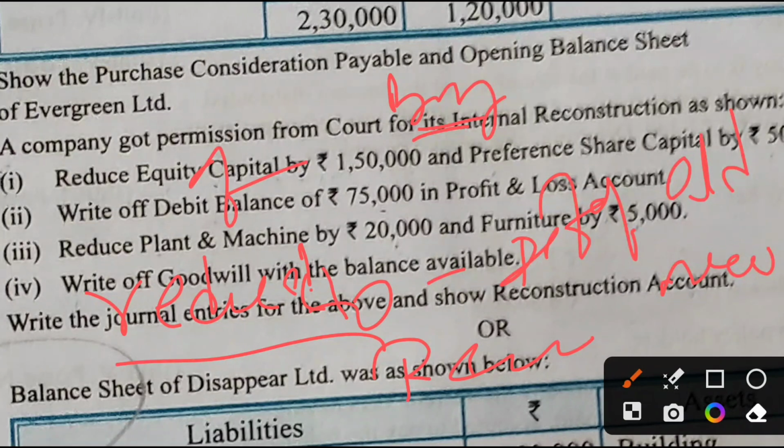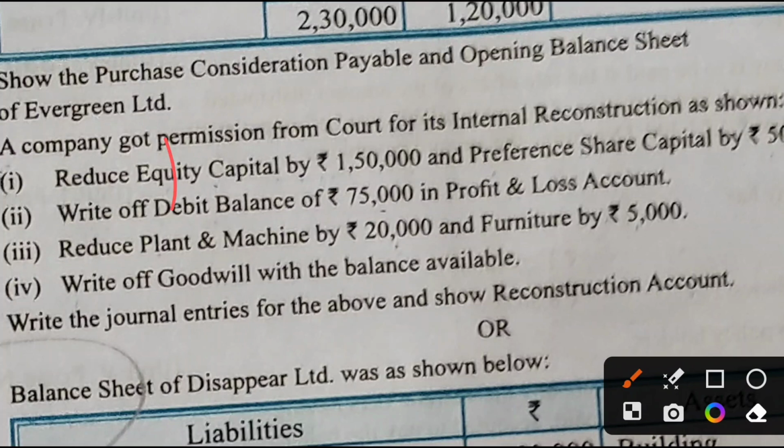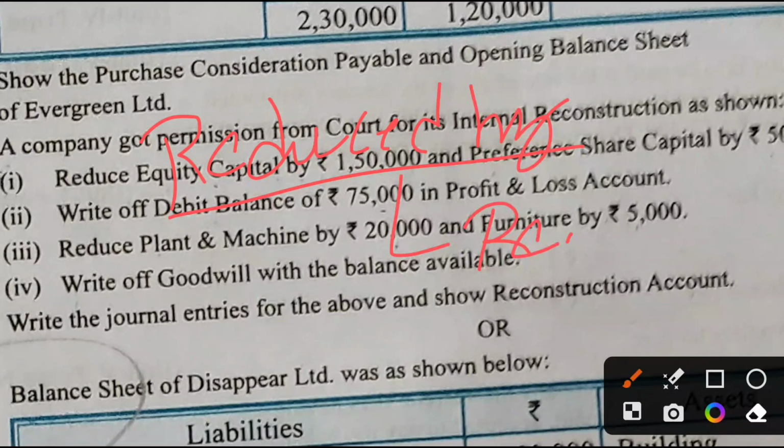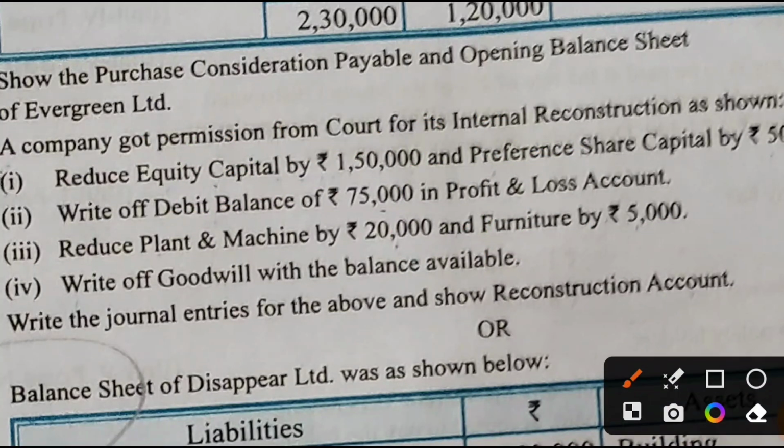But whenever they say reduced by, that is the value you need to take to the reconstruction account. So here equity share capital is reduced by 1,50,000 and preference share capital reduced by 50,000. These come under the general entry. So directly there is no old and new concept.